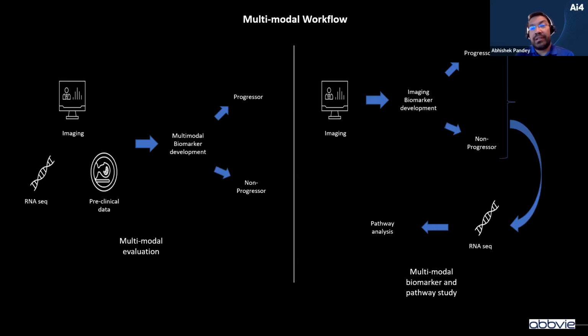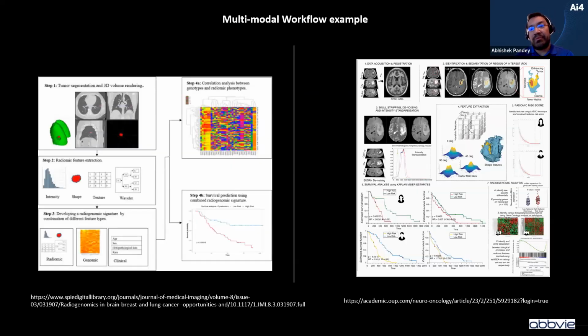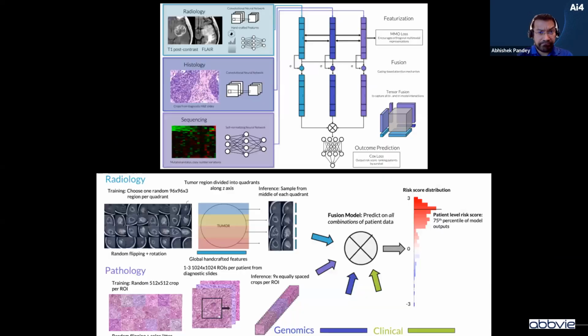And the one on the right side is the sequential way that I was describing, where you use imaging to stratify the patients and then use RNA-seq data to come up with pathways that the progressor or the good performing patients adopted versus the non-progressor. And there are more examples of both of them in literature, but I just put two examples here.